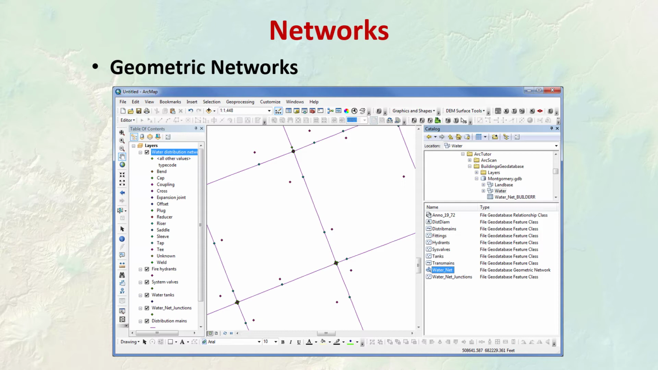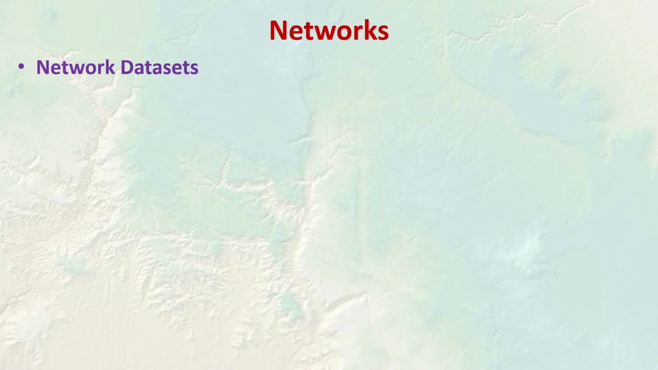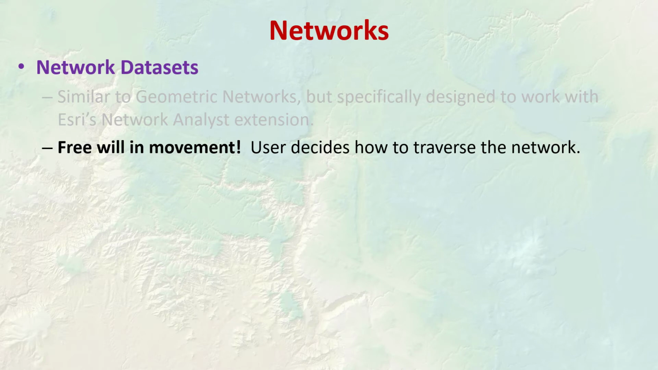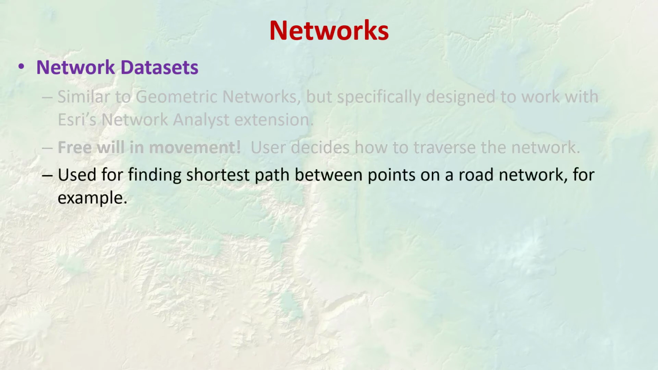All right, so network data sets, I mentioned there are two of them. We've been discussing geometric networks. Well, next up is something called a network data set. And this is similar to geometric networks, but they are specifically designed for the Network Analyst extension. The neat factor about them is that you have free will and movement. The network is there, but you can set up any rule you want about how an object traverses the network. So it's useful for finding the shortest path between points on a road network, for example.